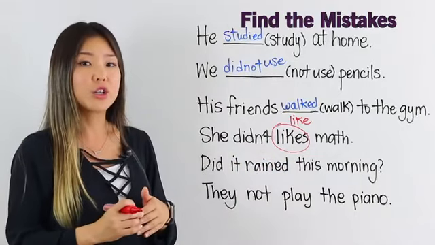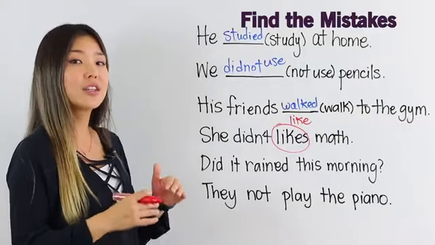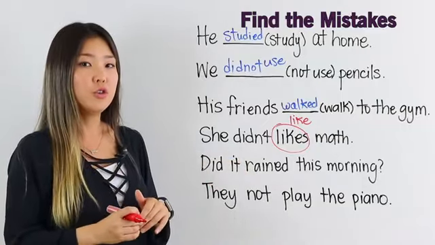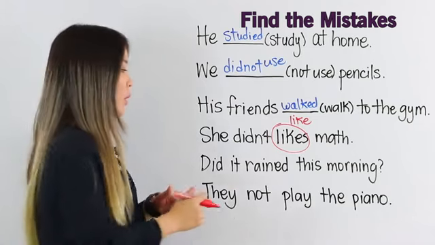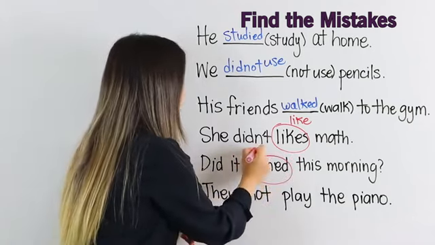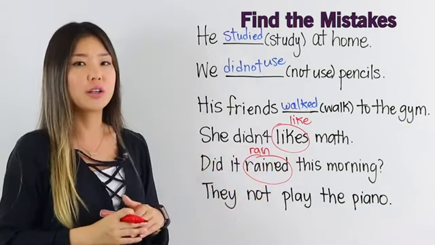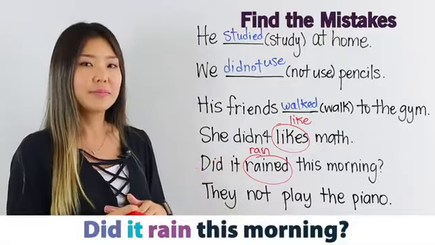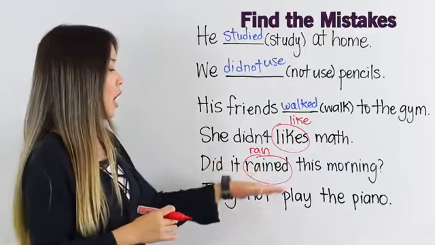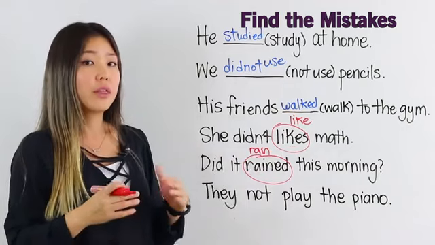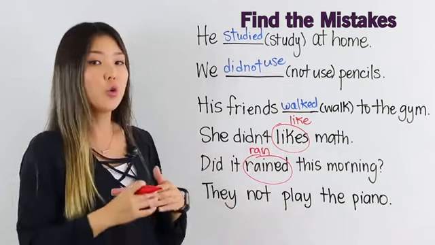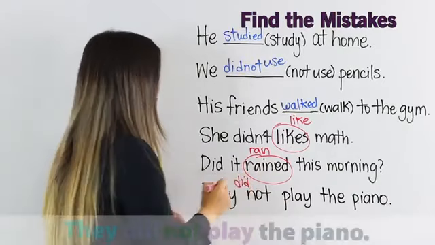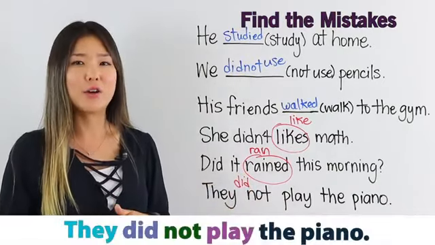The next sentence says, did it rained this morning? Now this is a question. In a question, it's right to start the sentence with did. Did it rain? Do you notice the mistake? Remember, we do not use the past tense form in the question. We use the base form of the verb. Did it rain this morning? And finally, they not play the piano. The verb is an action verb, so we need a did in front of the not. They did not play the piano.